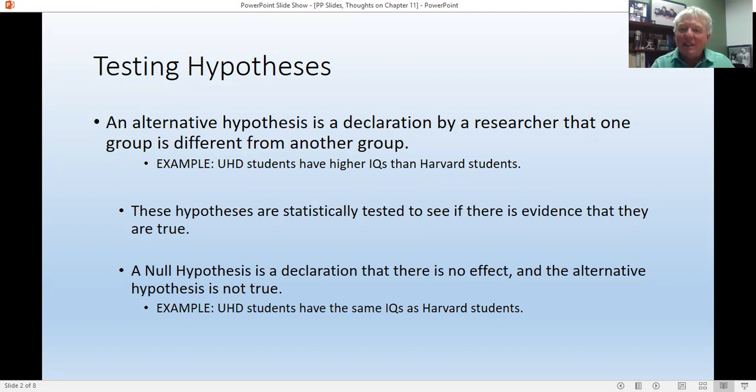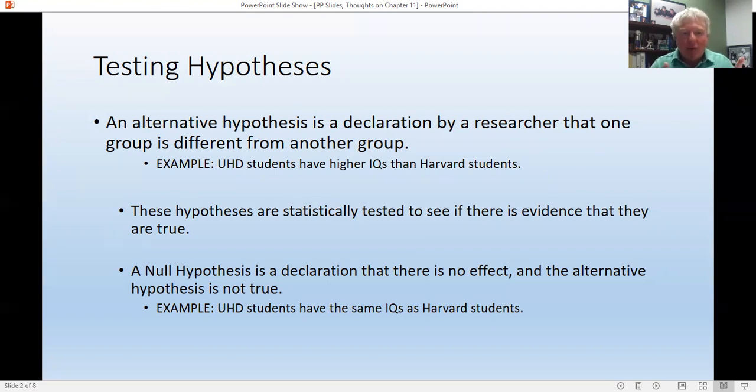And this is basically what we're doing here in this class: we are testing hypotheses and we are seeing if the data that we have supports those hypotheses, and it will better help us go forward with our research and help us go forward with our conclusions.